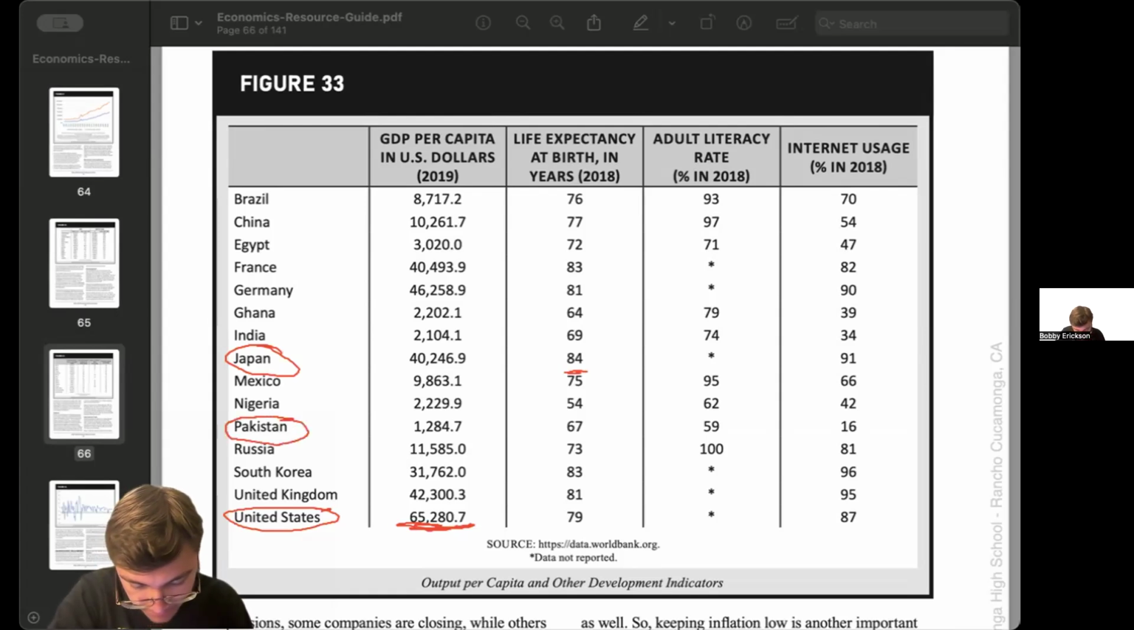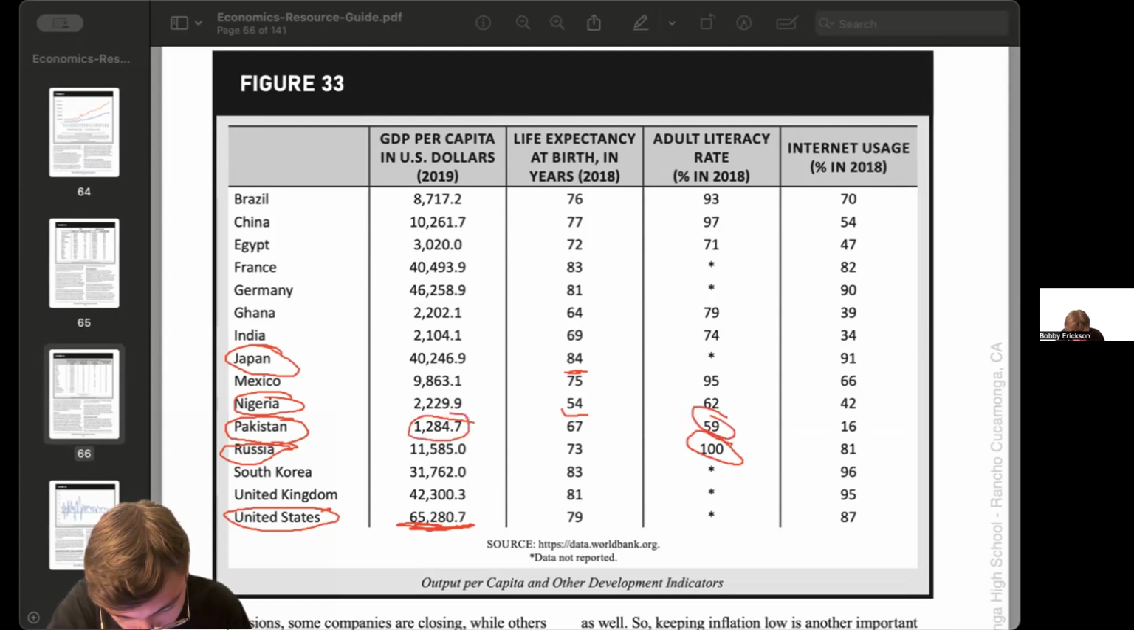And then we have the lowest life expectancy here, which is 54 with Nigeria. And then we see that the highest adult literacy rate is 100, although we don't have reports for other nations, with Russia here. So Russia has the highest adult literacy rate. And then the lowest literacy rate is in Pakistan, which is 59.